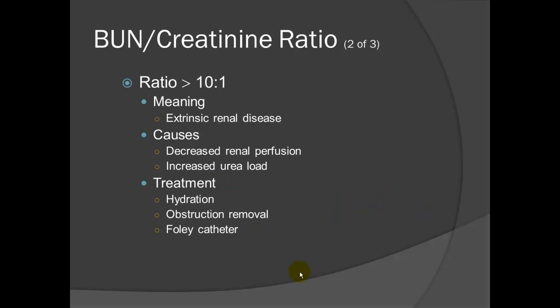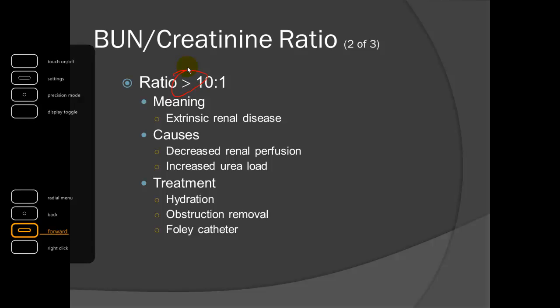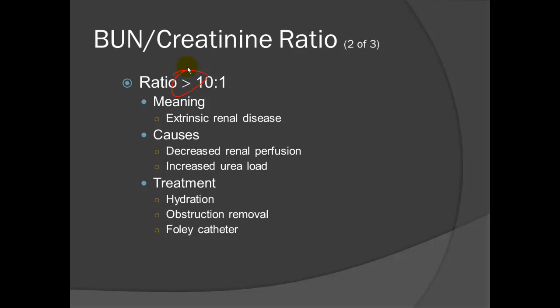If the ratio is greater than 10-to-1, my apologies, it means extrinsic renal disease, causes decreased renal perfusion, increased urea load. Treatment: hydration, obstruction removal, Foley catheter. Some things you may just not be able to treat if they have kidney damage.